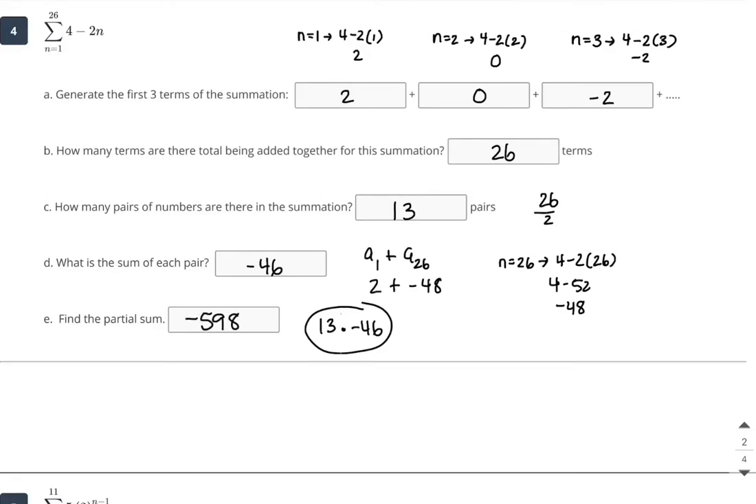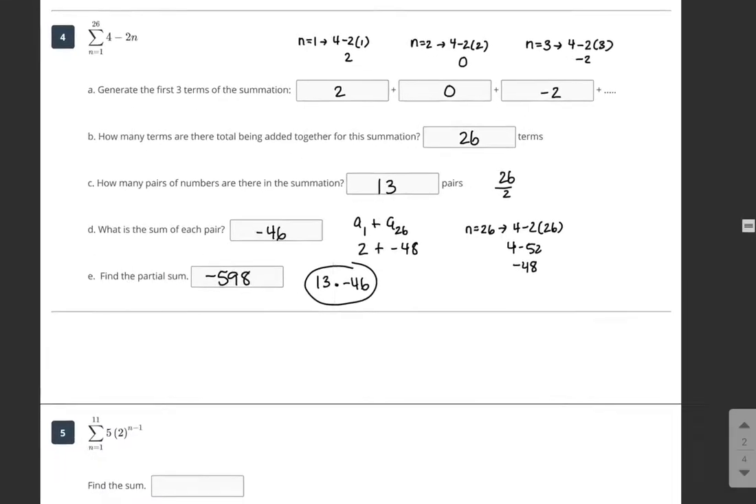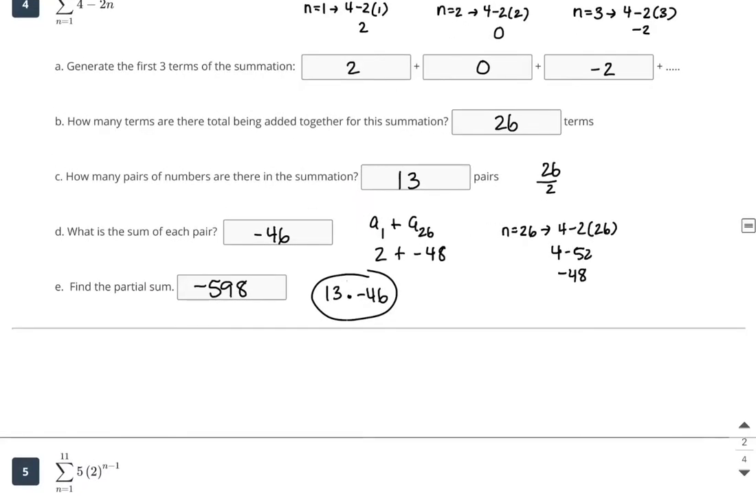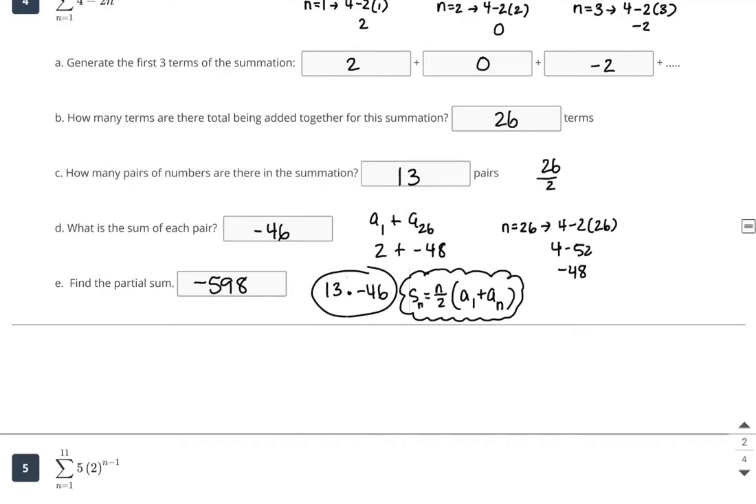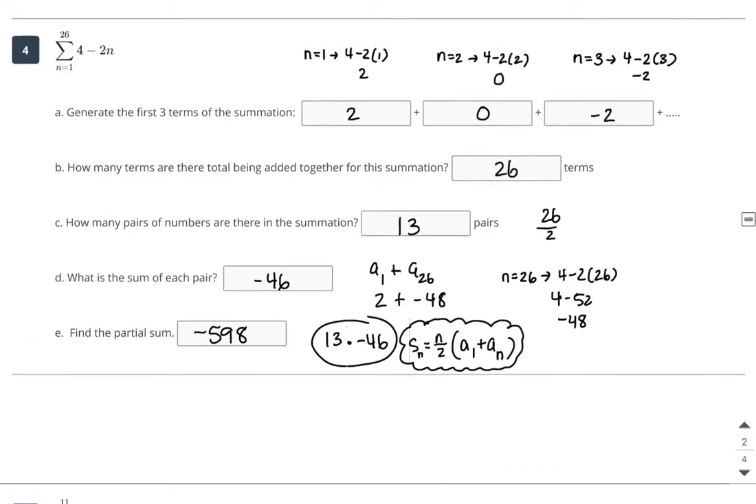Also, if you didn't do all of B, C, and D, you could just use the formula n over 2. So the partial sum is equal to n over 2 times a sub 1, that's the first term, plus a sub n, which is the last term. And this is the formula you could have used and plugged your numbers in to solve for what the partial sum was.